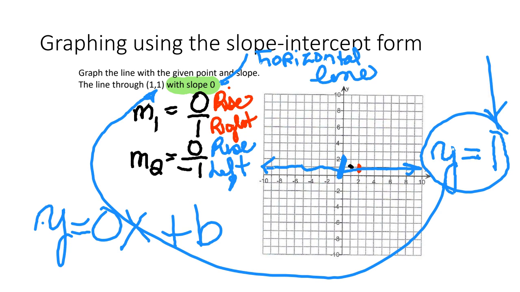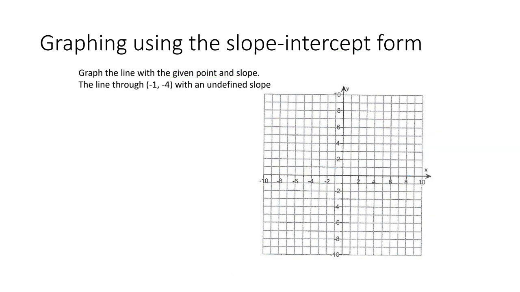Now, again, using what we've learned, undefined slope. Undefined slope. An undefined slope is a vertical line.